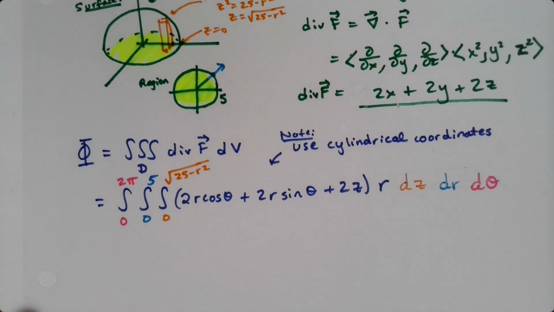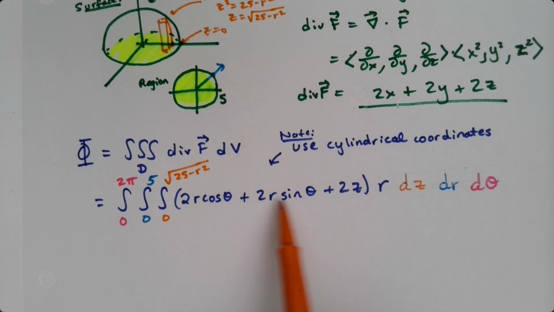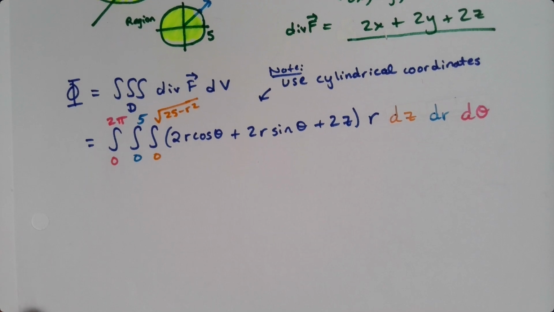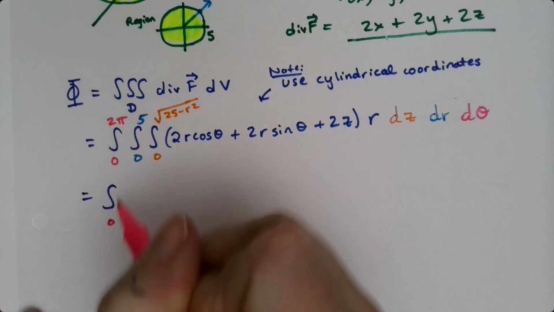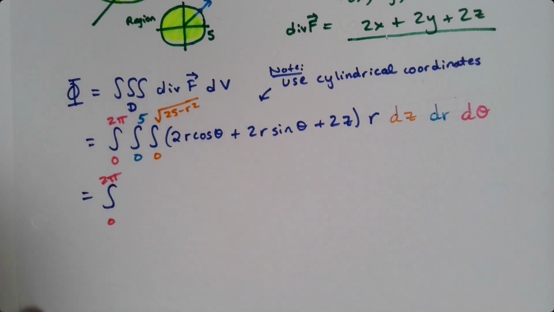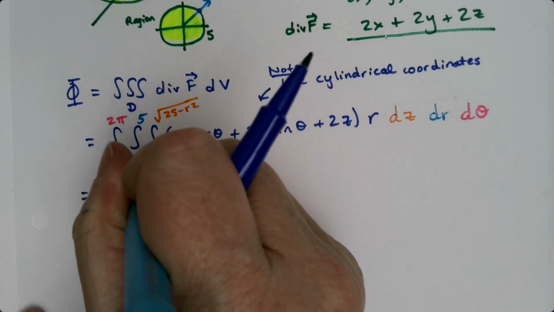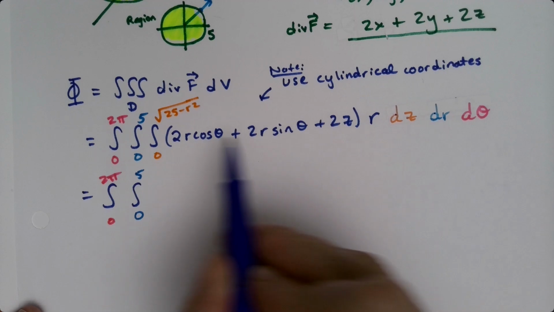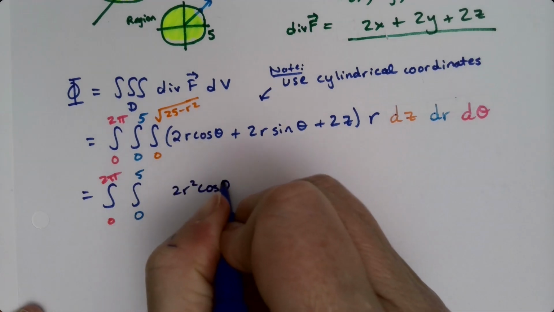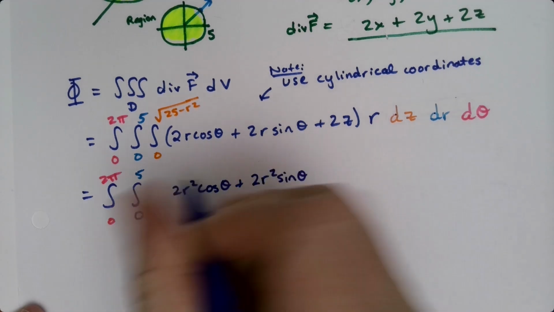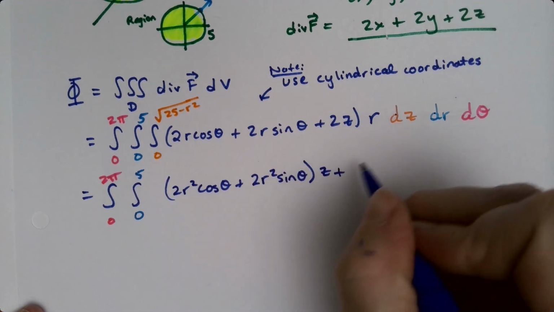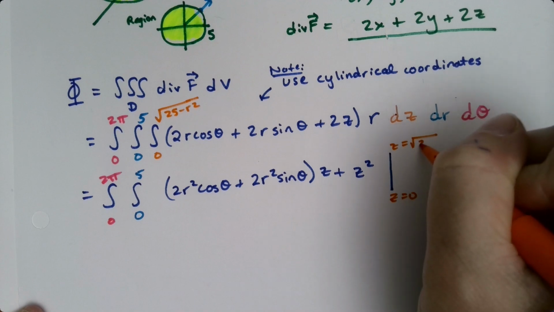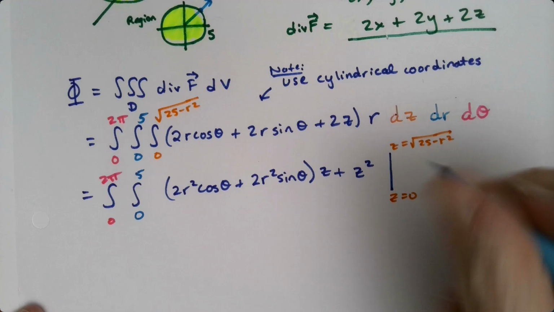Now this is actually an easier integral to do than the previous one. For starters, these terms don't even have z's in them, so it's no problem at all to integrate with respect to z. So let's write that out. This is the integral from 0 to 2 pi, I can't make that go away because I still have theta inside here, and then the integral from 0 to 5 for r. But inside here, this whole thing is going to get multiplied by z, and as a matter of fact, it's going to get multiplied by an r as well. So it's really 2r squared cosine theta plus 2r squared sine theta. Those two pieces have no z in them, times z plus z squared, and we're going to take that from z equals 0 to z equals the square root of 25 minus r squared. And then we're going to have dr and d theta.